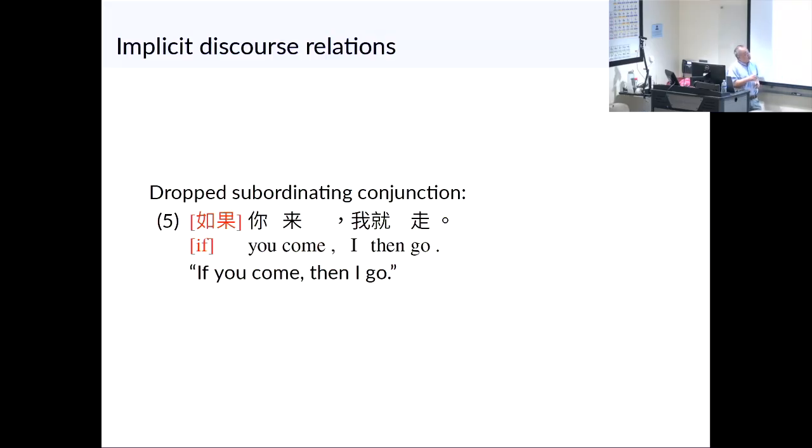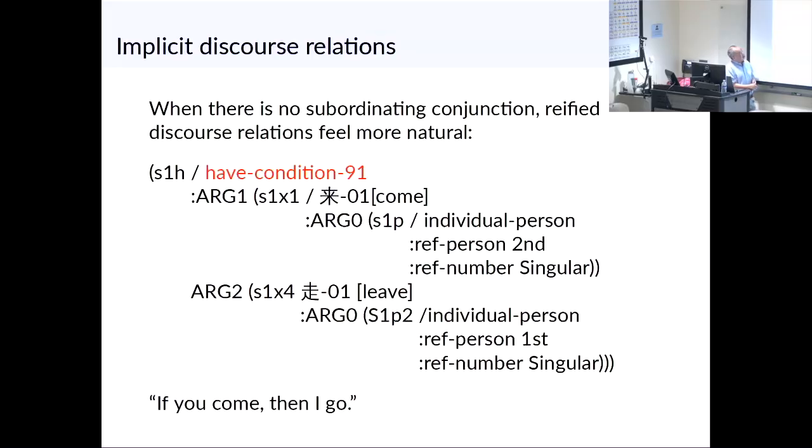In Chinese, you don't have to have this "if". You just say, okay, you come, I'll go. But it's very clear that there is a condition implied here, right? And you can actually put in a word that corresponds to it. So we need to infer that sort of discourse relation. This is why I suppose we have these so-called abstract concepts, right? Abstract in the sense that they do not always correspond to some specific word. It's something that you can infer from the text.